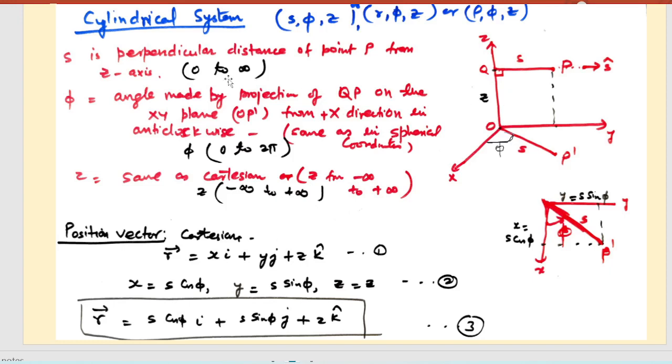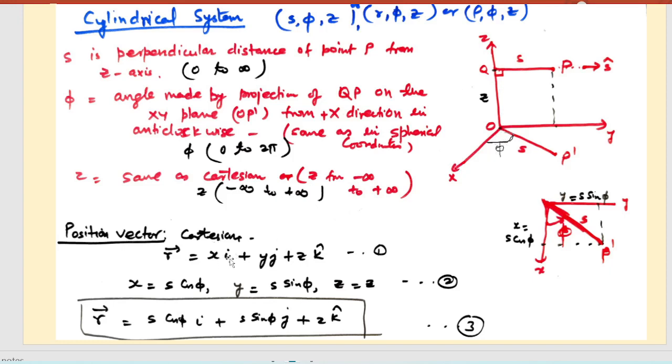So s is the perpendicular distance of point P from the z axis, and it can vary from 0 to infinity. Phi is the angle from the x axis in anti-clockwise direction, and it may vary from 0 to 2 pi. And z, as it is the height, can be any value from minus infinity to plus infinity.